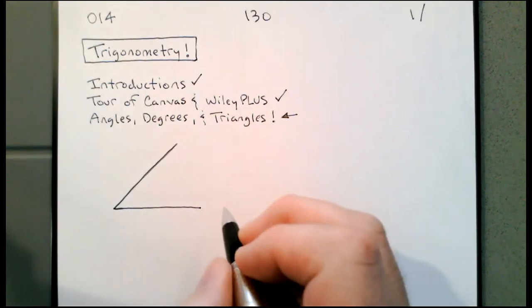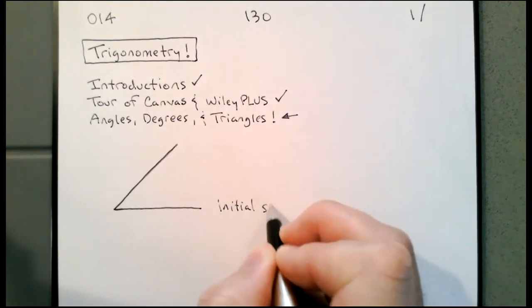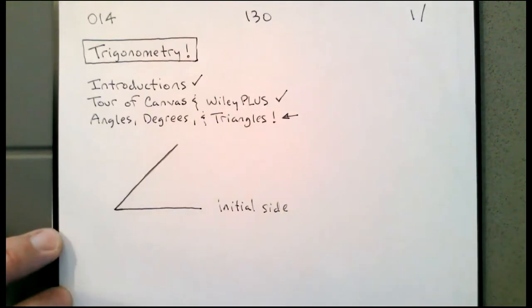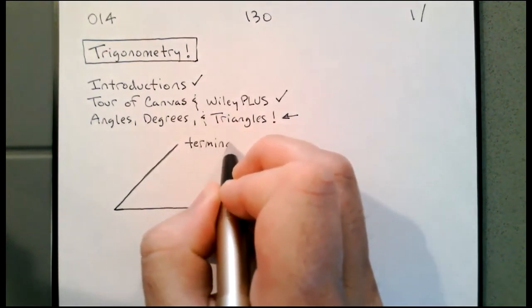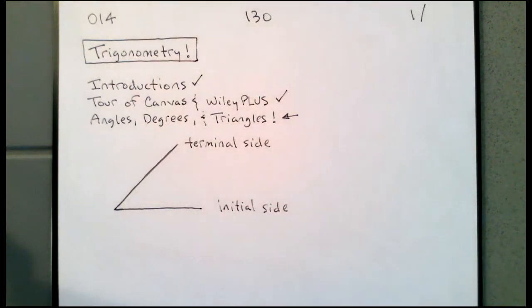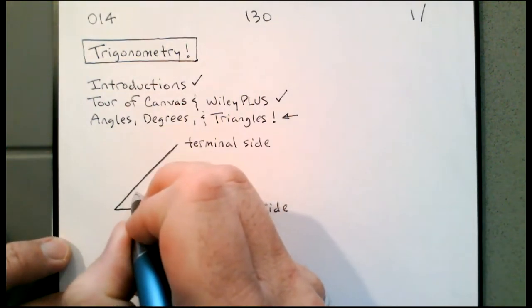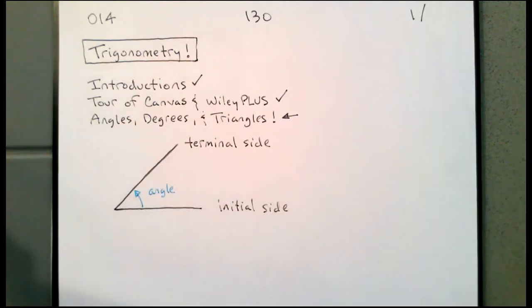I'm going to call one of the sides of the angle the initial side. And I'm going to call the other side of the angle the terminal side. So we're going to start the angle at the initial side and terminate the angle at the terminal side. So the angle is this piece in here. And I'm going to indicate which direction we're going with an arrow. There's the angle. So the angle is that space between the initial side and the terminal side.